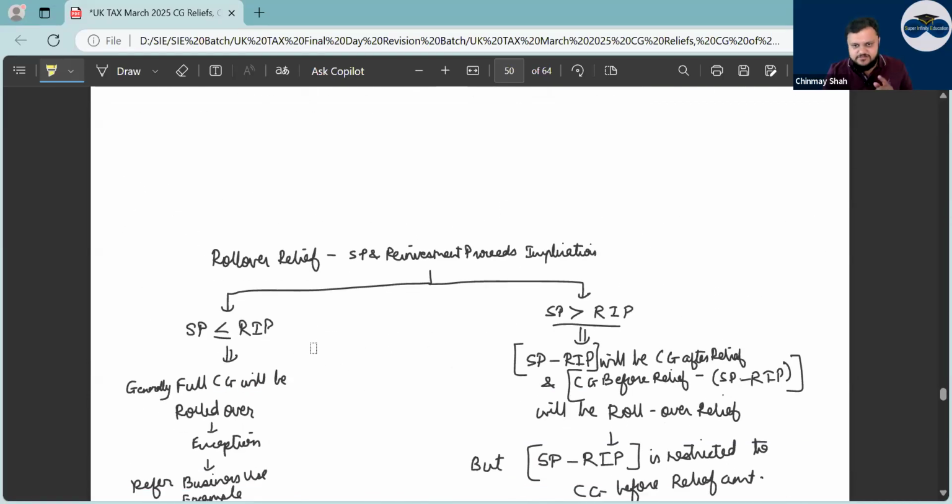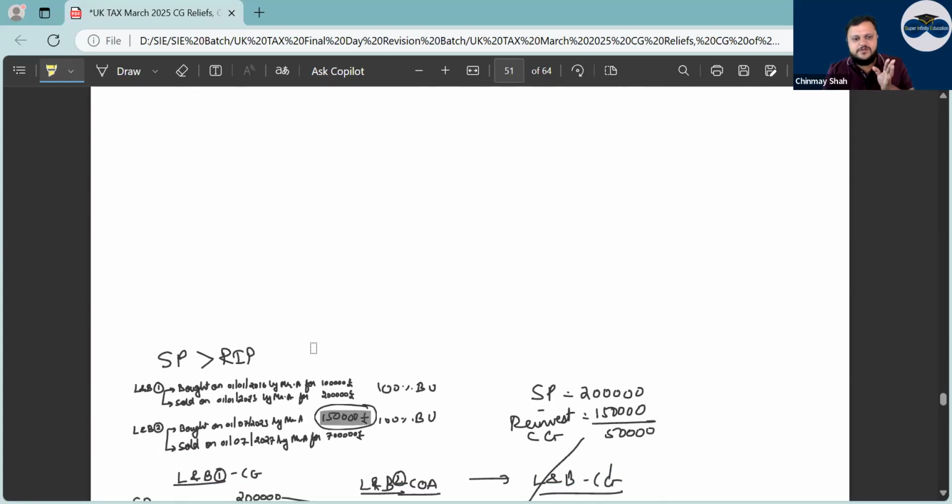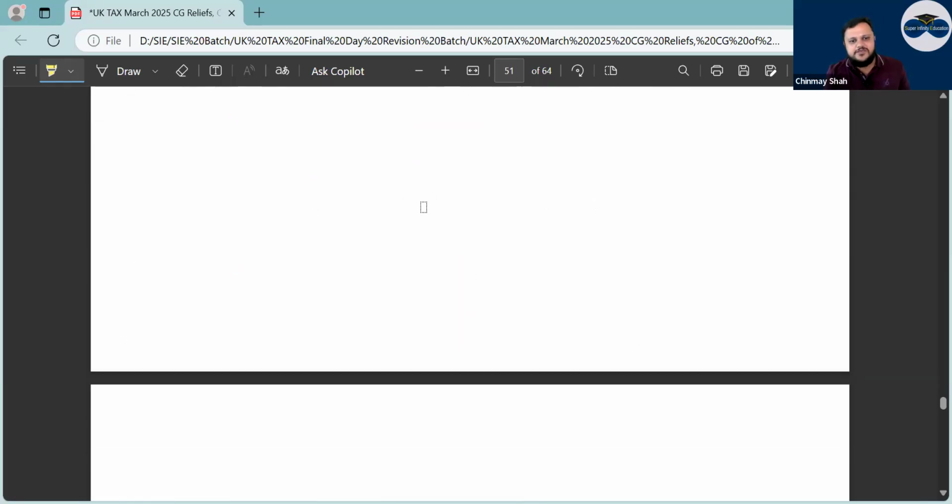So I'll take this. If reinvestment does not fully happen, have a look. Instead of 200,000, you only invest 150,000. So this 50,000 will be directly chargeable gain, correct? And 50,000 will be rolled over. Rollover relief, very simple if you look at the questions.